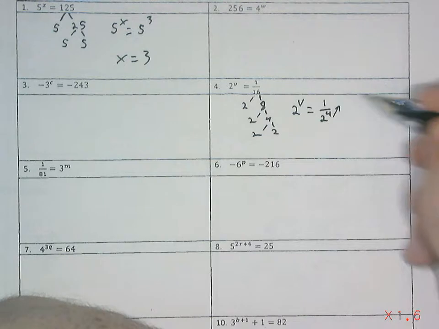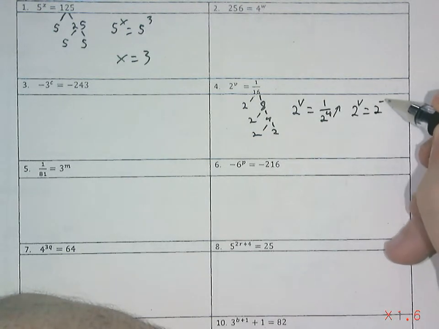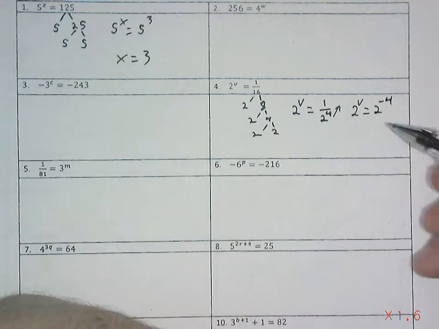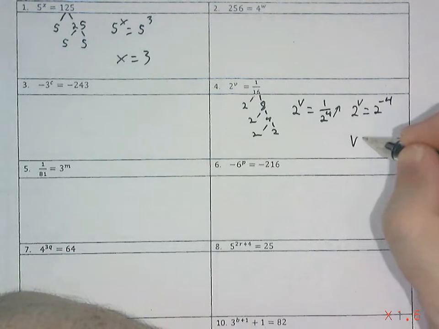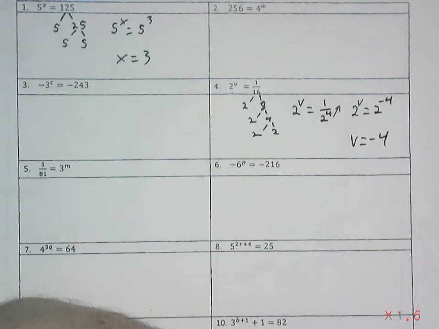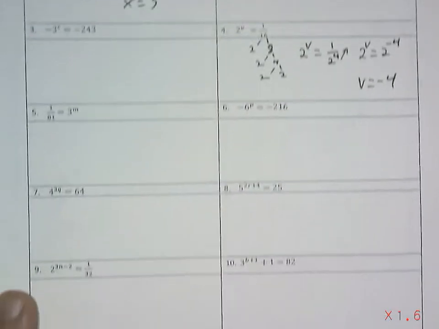So if we do that, that's going to give me 2 to the v power is equal to 2 to the negative 4th power. Hey, look, I have the same base now. I can drop the base, set the exponents equal to each other. V is going to equal negative 4. And that's it. I'm done. Okay? Not too tough. Let's look at another example here.